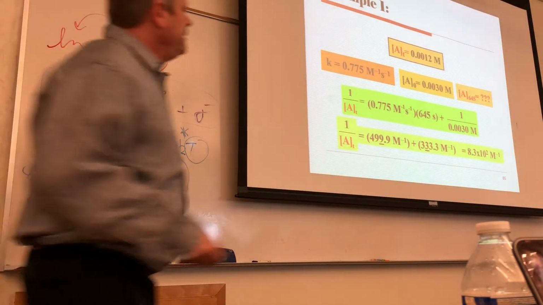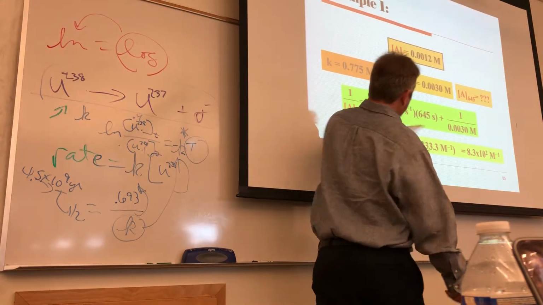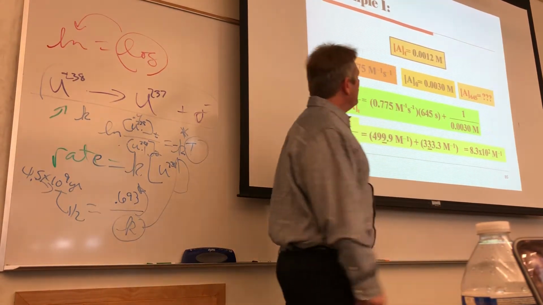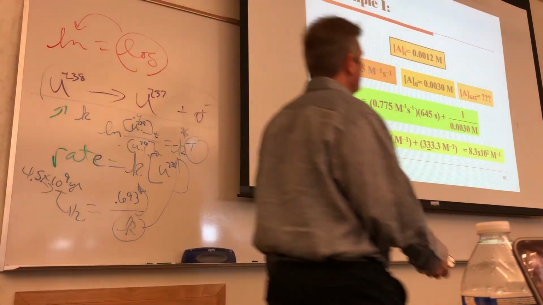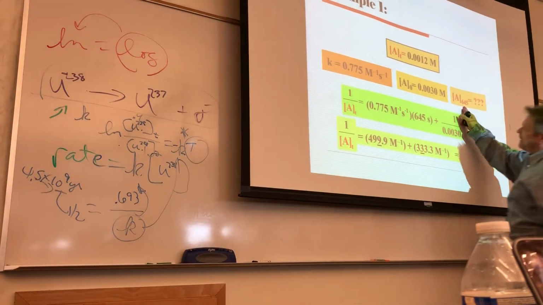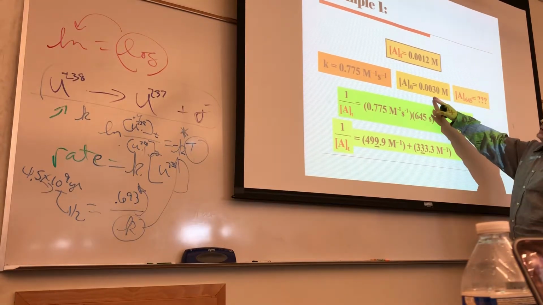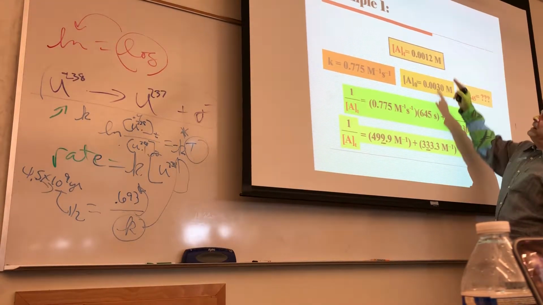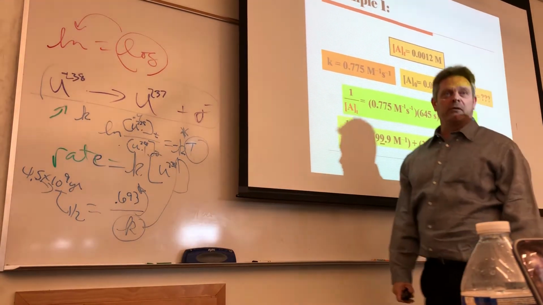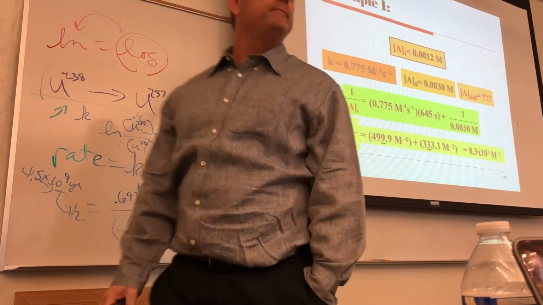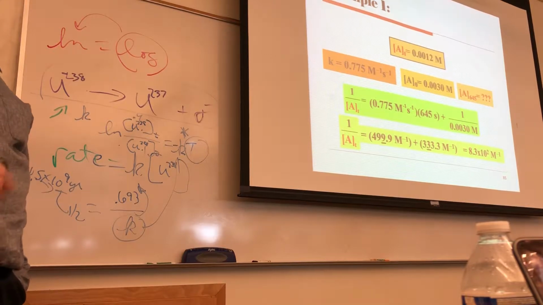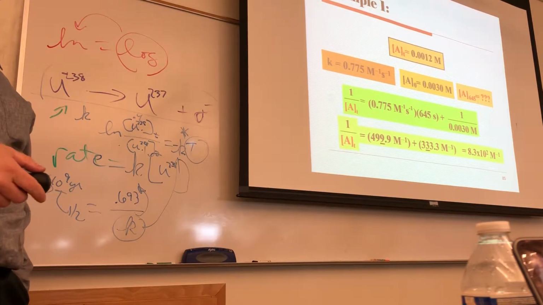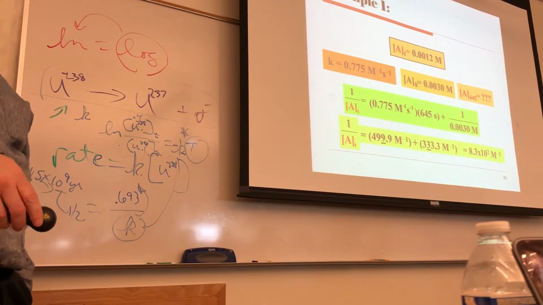Okay, and then I take this, I move it this side, I take 1 divided by that, and I should get 0.0012 molar. And that's at 645 seconds of this second order reaction. If I start at 0.0030 molar, I end up with 0.0012 molar. That's what that tells me. It tells me the concentration that I have left in this reaction based on the rate and the time associated with that rate and the initial concentration.